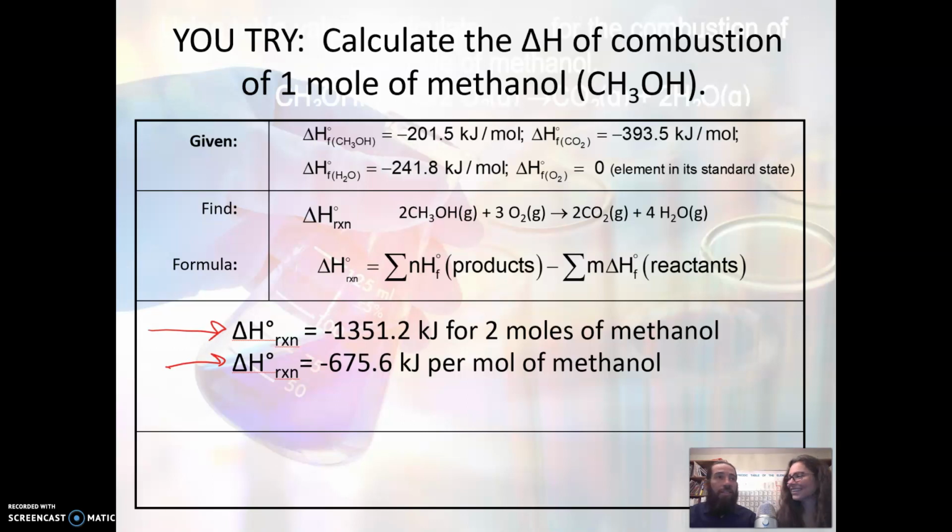It's exothermic, and that's consistent with combustion. When we burn things, they give off heat, give off energy. If we had an alcohol lamp, we'd give off some heat burning it.